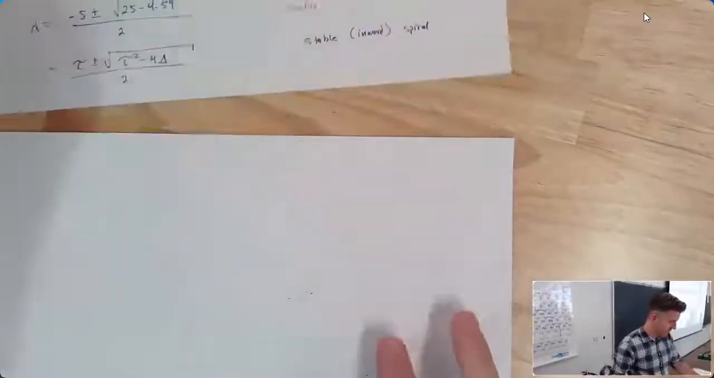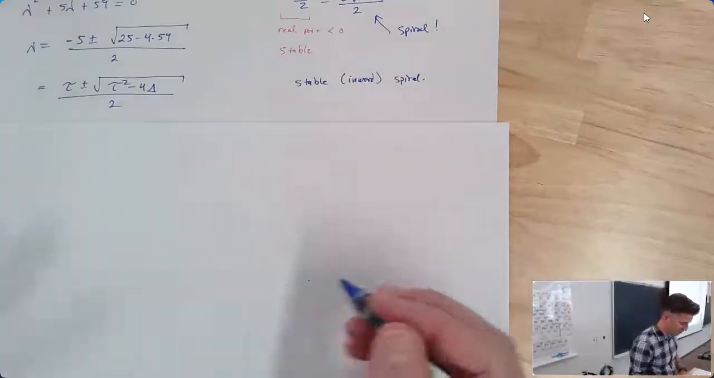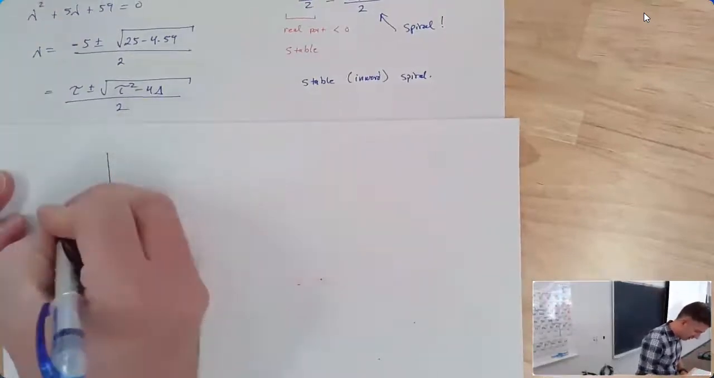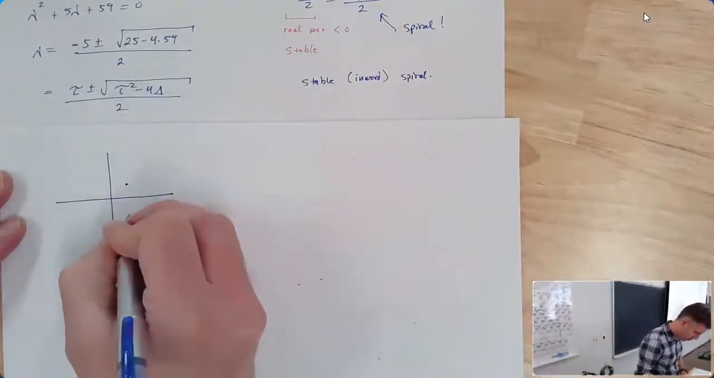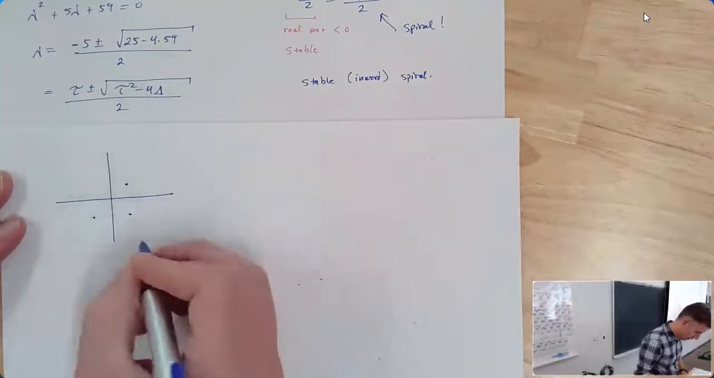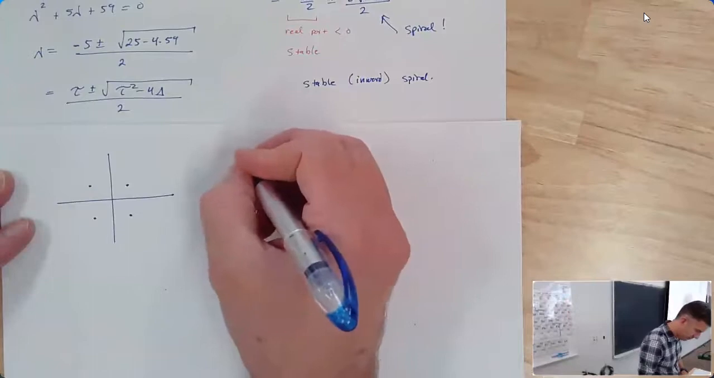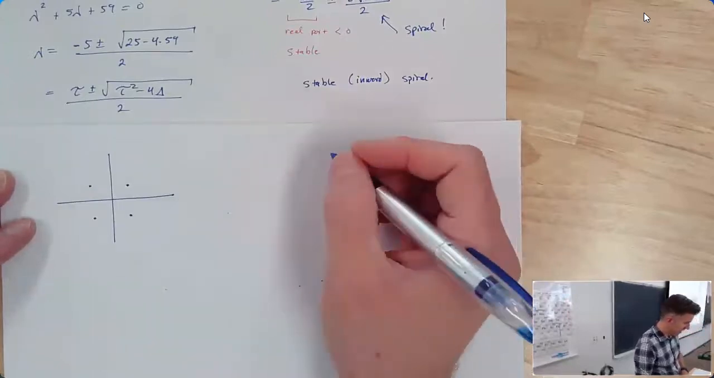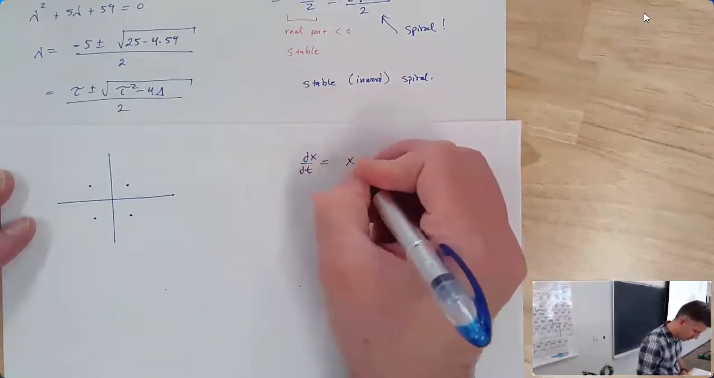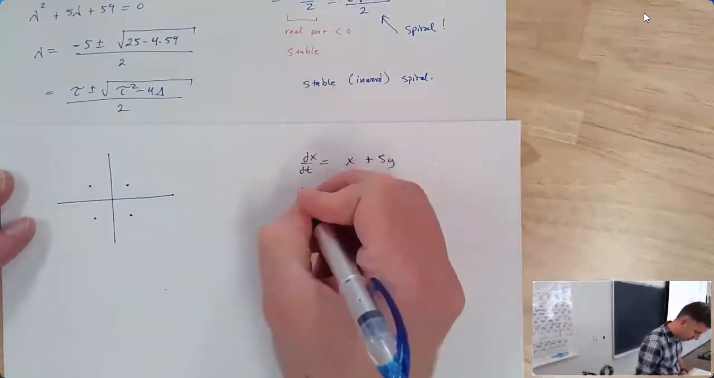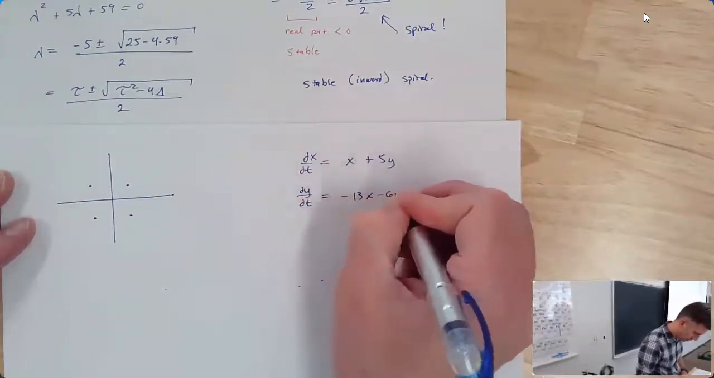So here's what I would suggest. Plot just a few points in the phase plane. Maybe sometimes all you need is 1. Now, I think plotting 4 is probably more likely, but let's say here's our phase plane, and I'm typically going to look at the points 1, 1, 1, negative 1, negative 1, negative 1, and negative 1, 1. And I'm going to look back at my differential equation. So my differential equation, which I didn't actually write down, was dx/dt equal to x plus 5y, and dy/dt equal to negative 13x minus 6y.